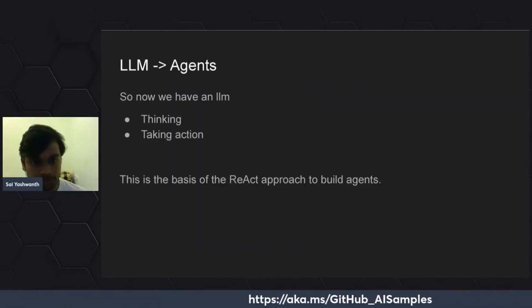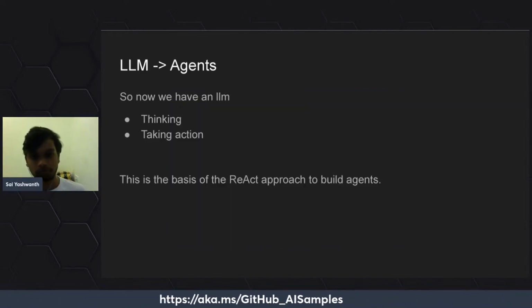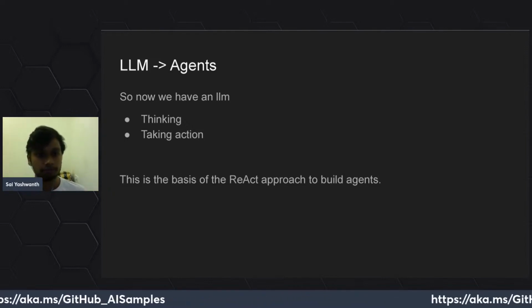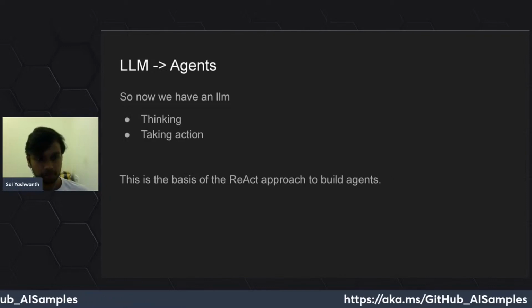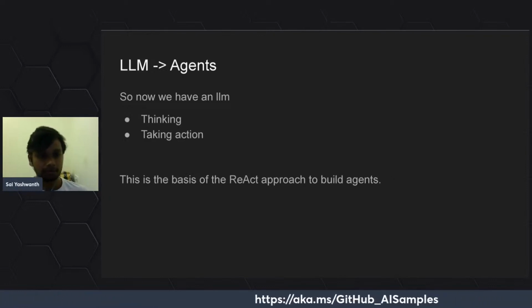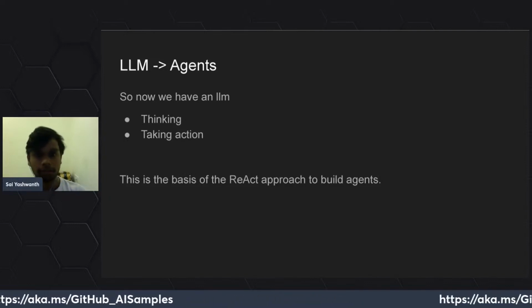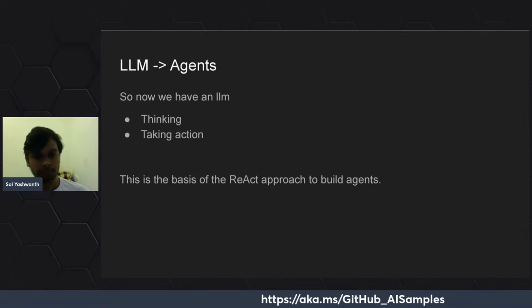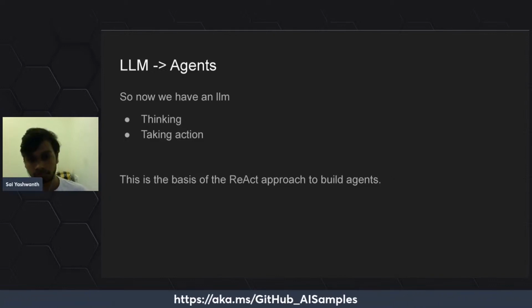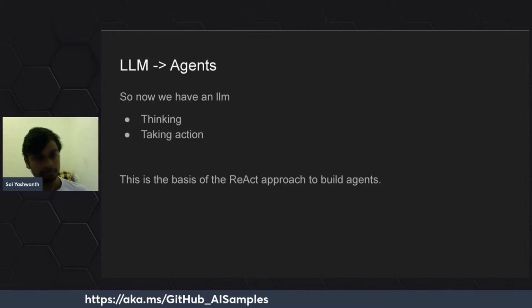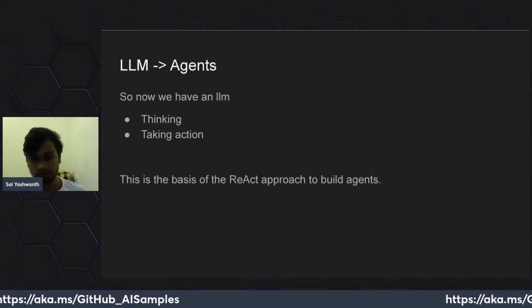So if those two made sense to you, those two weapons you give your LLM, tool calling and planning, then that's it. You have built an agent. Theoretically, you have built an agent from an LLM call. So your LLM has the ability to think and it has the ability to take action. This forms the basis of the ReAct approach, and this is what a lot of frameworks like CrewAI or AutoGen use under the hood.